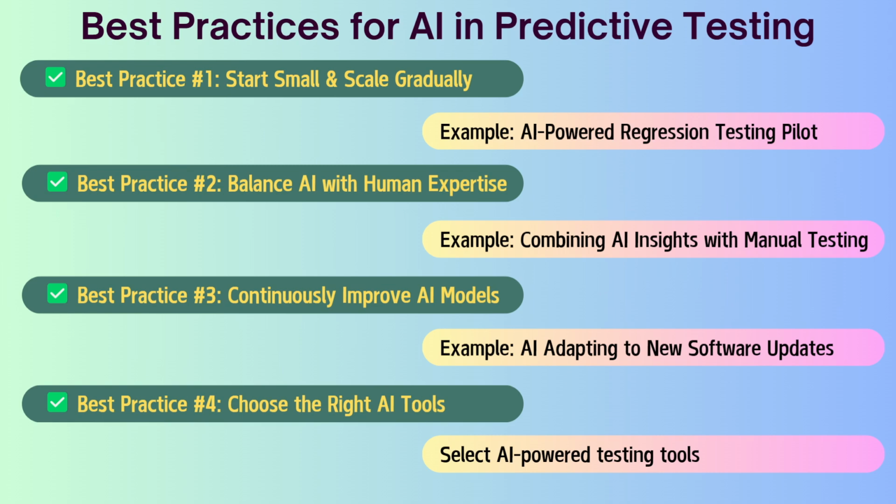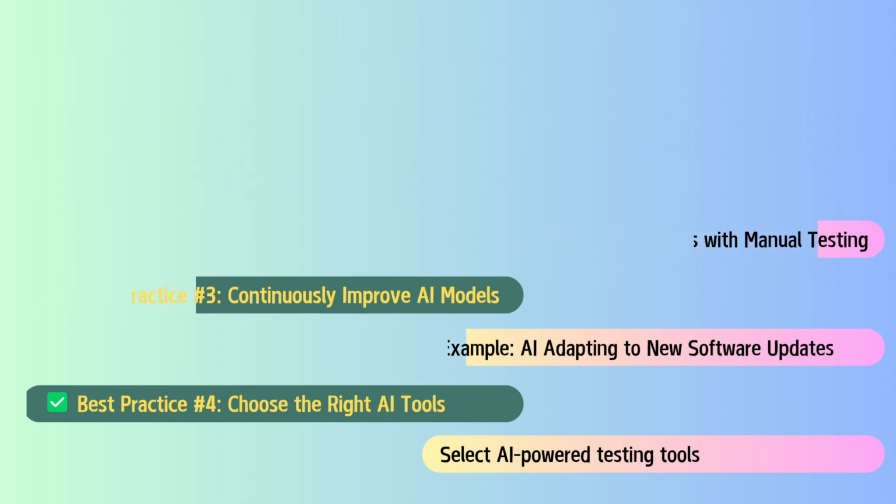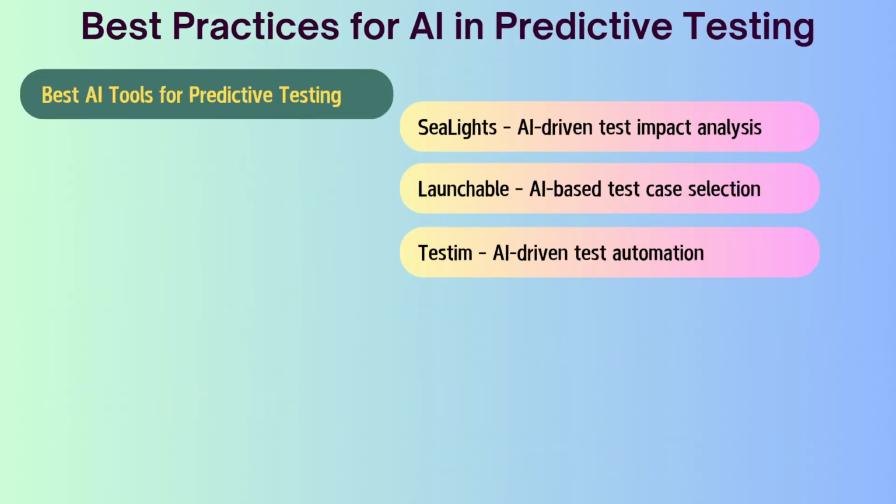Next is best practice four: choose the right AI tools. Select AI-powered testing tools that align with your tech stack and needs. Best AI tools for predictive testing: Sealights, an AI-driven test impact analysis tool; Launchable, which is AI-based test case selection for CI/CD pipelines; and Testim, for AI-driven test automation with self-healing scripts.